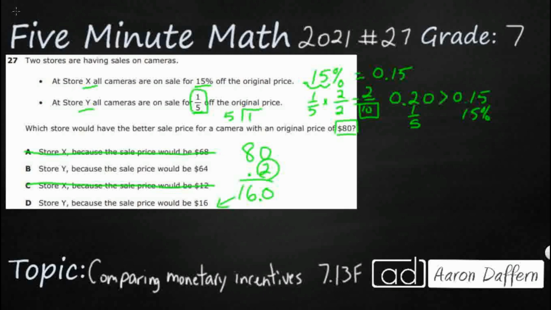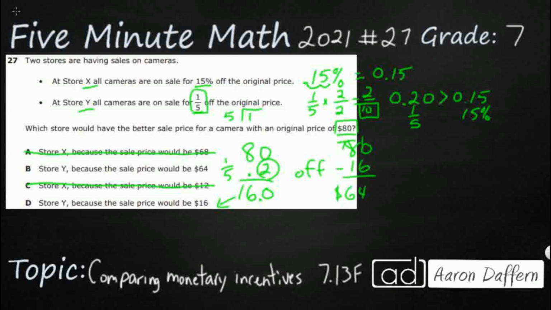But remember, this is just the percent off. This is just the 1/5 or the 20% off. So that's how much is taken away. I still need to do this. I still need to take my 80, and now I need to subtract my $16 off, and that is going to give me my $64 actual sales price.